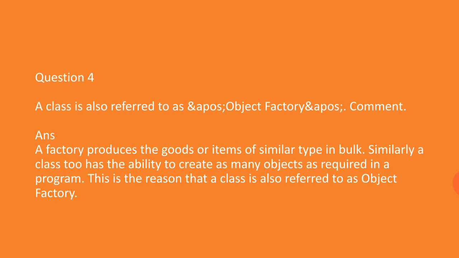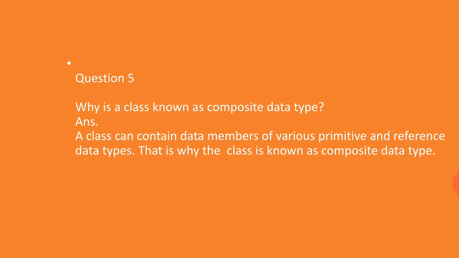Then question number 4, a class is also referred as object factory. Comment. Answer is a factory produces the goods or items of similar type in bulk. So similarly a class also has the ability to create as many objects as required in a program. This is the reason that a class is also referred to as object factory. It's a very simple answer. Anybody can understand.